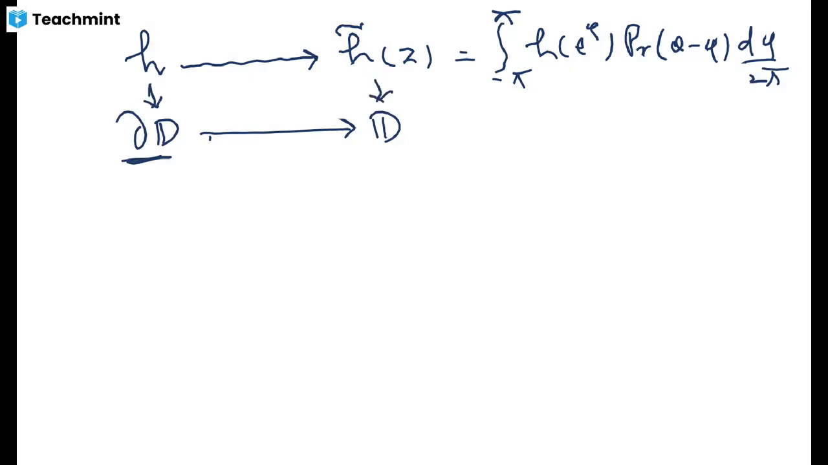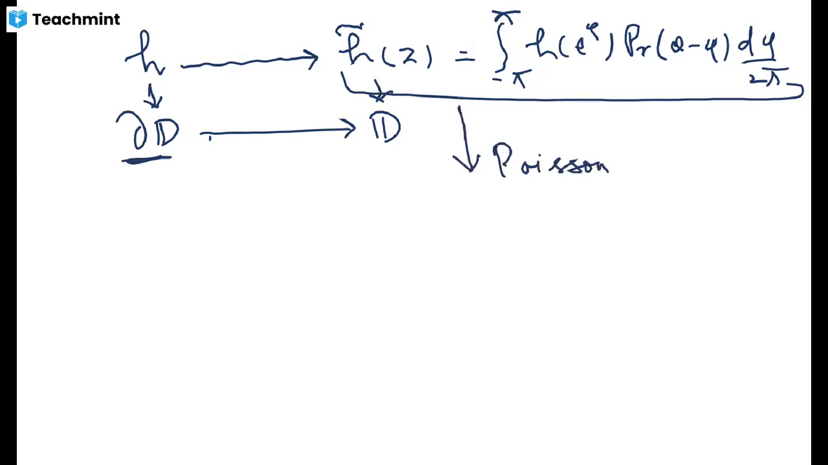So we have this correspondence of h to h tilde, and this function is given a name. This is called a Poisson integral of h. So we have this mapping of h to its Poisson integral. Every continuous function on the unit circle can be extended through the Poisson integral to a harmonic function in the unit disk, and this correspondence is linear.